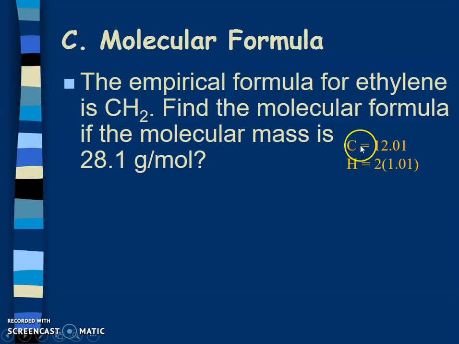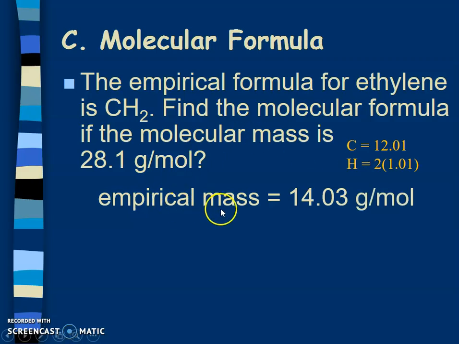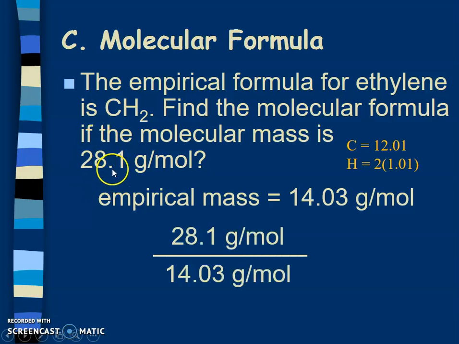So look at our periodic table. C is 12.01, H is 1.01, but I have 2 of those, so 2 times 1.01, and add those together to get your total. So my empirical mass is 14.03 by adding those together. Next, I have my molecular mass. So now we divide. We do molecular mass, 28.01, divided by empirical mass, which I just added up to be 14.03. Pop that into our calculator, we get 2.